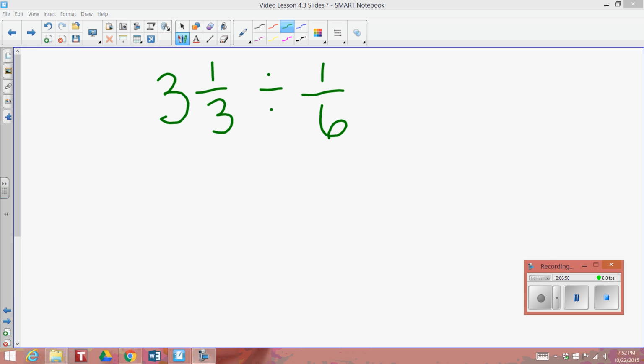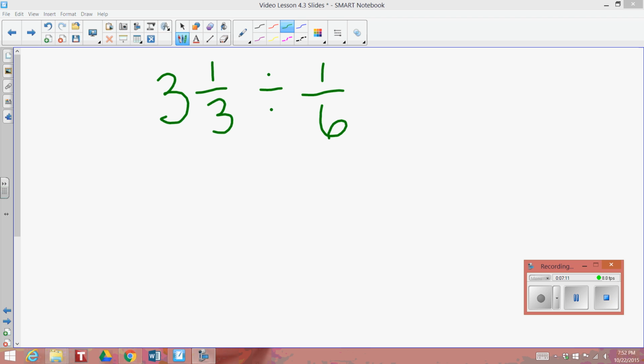Let's look at one more example. 3 1/3 divided by 1/6. What is this question really saying? It's saying if I have 3 wholes and 1/3 and I want to divide it into groups of 1/6, how many groups am I going to have? In other words, how many 1/6 pieces fit inside 3 1/3?